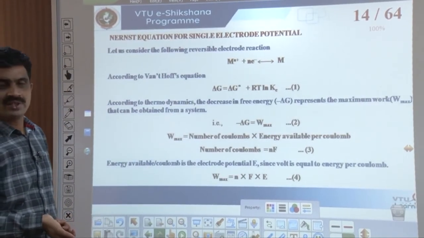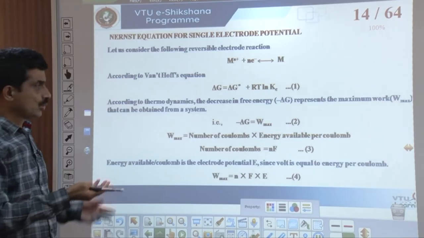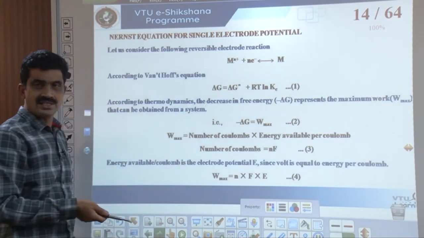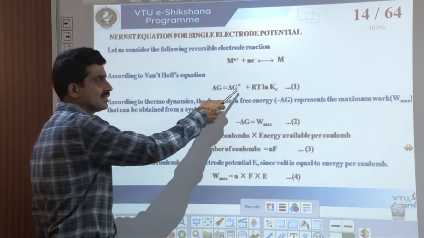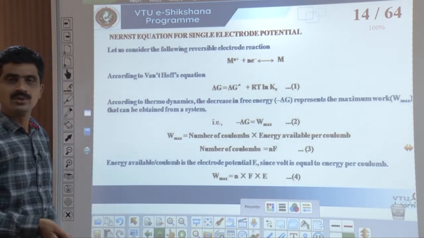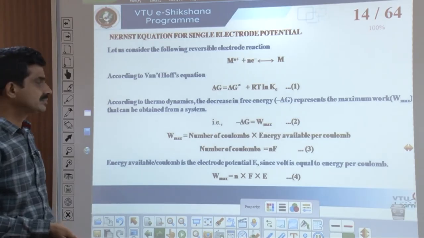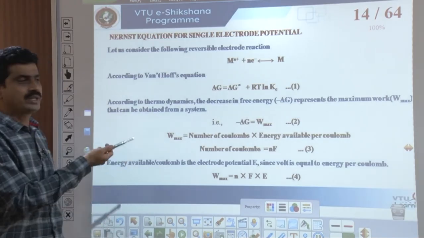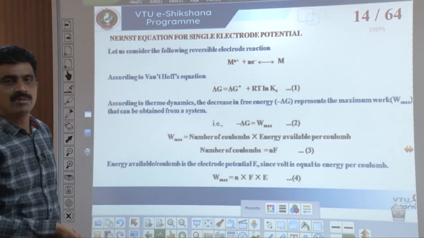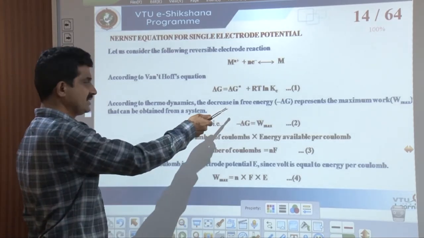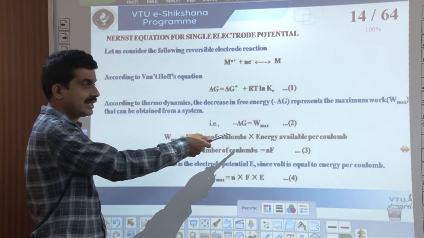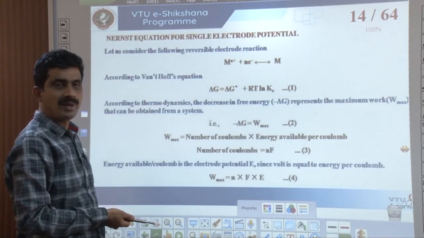According to Van't Hoff's equation, we all know the mathematical expression: delta G is the free energy change, delta G is equal to delta G naught plus RT ln Kc. According to thermodynamics, the decrease in free energy, minus delta G, represents the maximum amount of work done, and it can be mathematically represented as minus delta G is equal to W max.